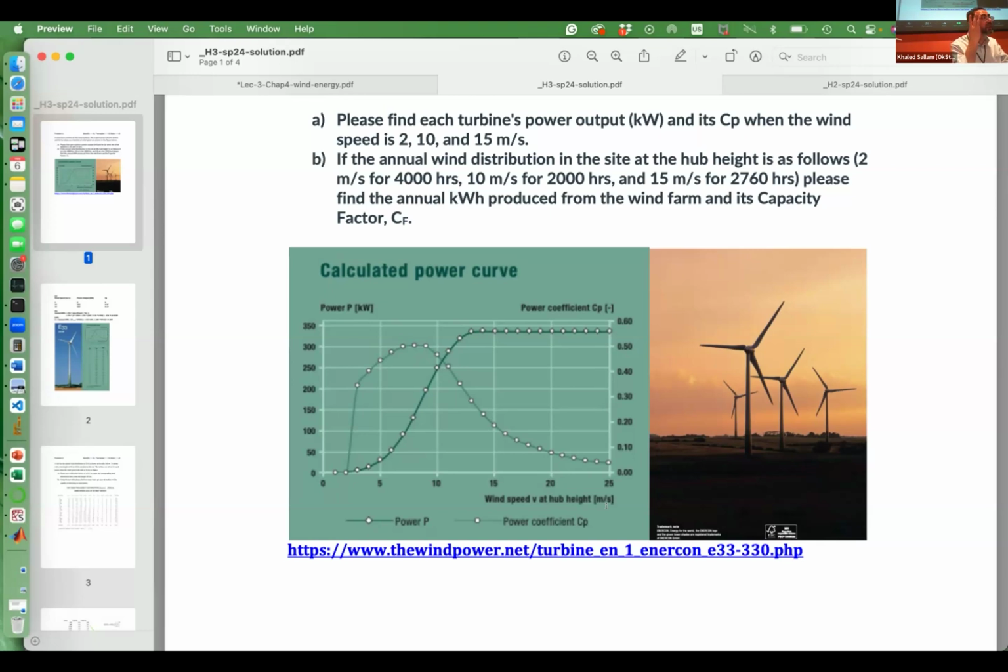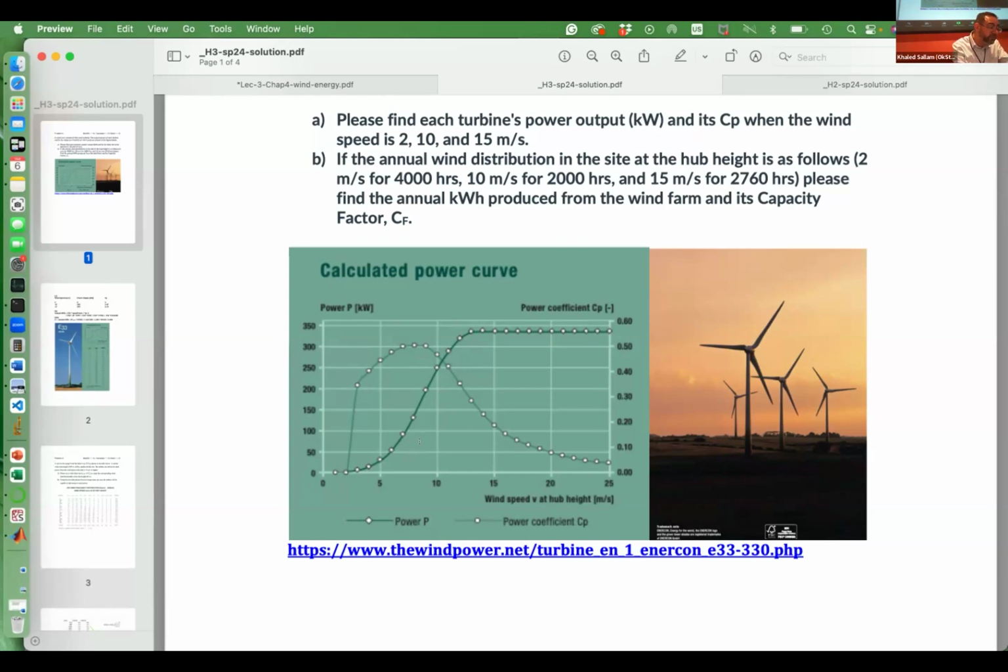So there are 3 speeds here: cut in, rated, and cut out. Anything above cut out is too dangerous to be in that wind, so they park the plate, switch the angle, and basically the thing does not rotate anymore in hurricanes and tornadoes, right? So that's the cut out speed. And this is the rated, and this is the cut in.